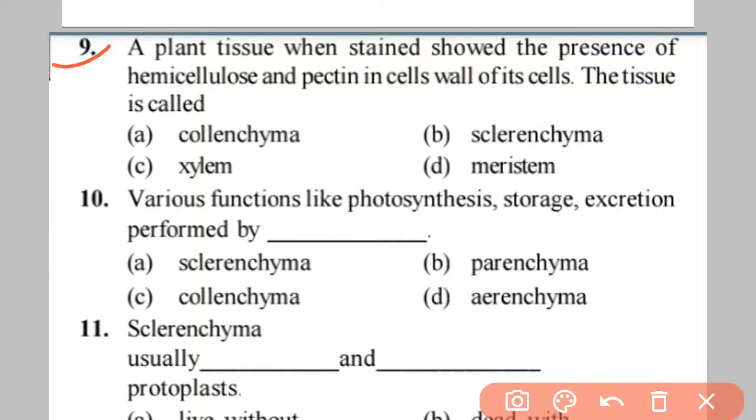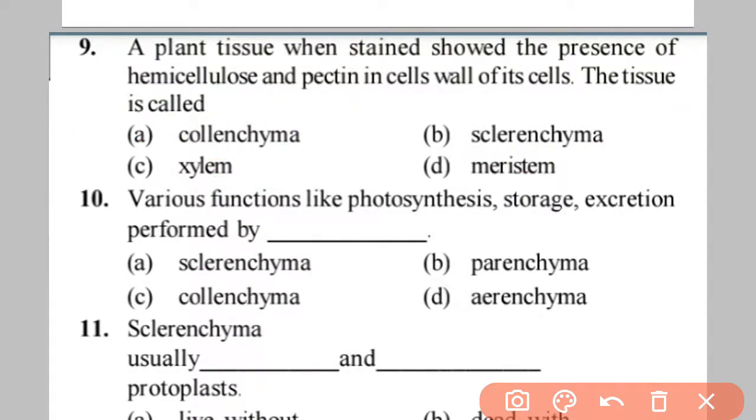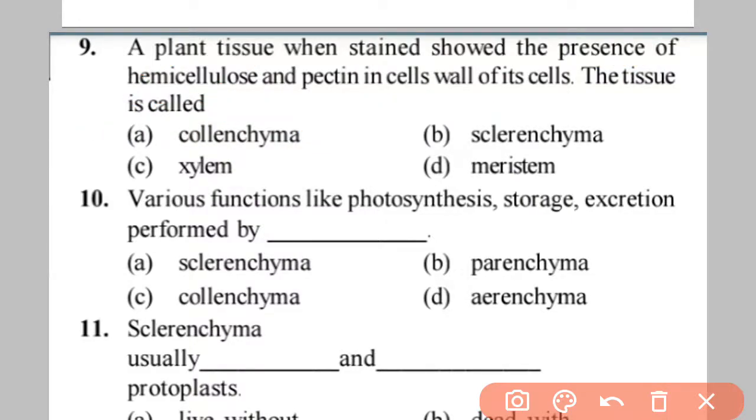Question number 9 is, a plant tissue when stained shows the presence of hemicellulose and pectins in the cell wall of its cells. The tissue is called which tissue? Collenchyma, sclerenchyma, xylem or meristem? So it is basically collenchyma. Okay, collenchyma is a tissue which when stained shows the presence of hemicellulose and pectins in the cell wall of its cells. Okay, option A is correct.